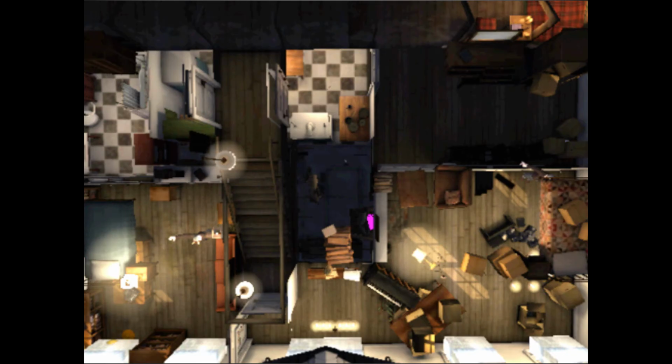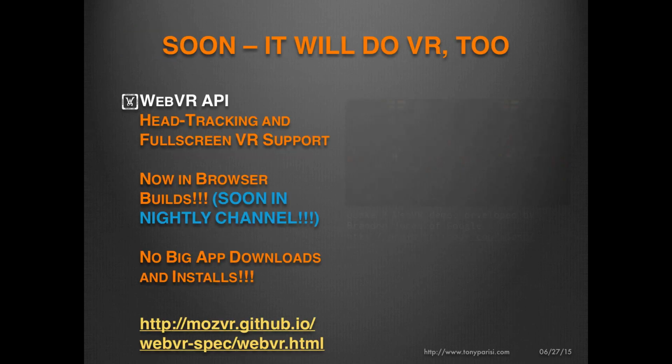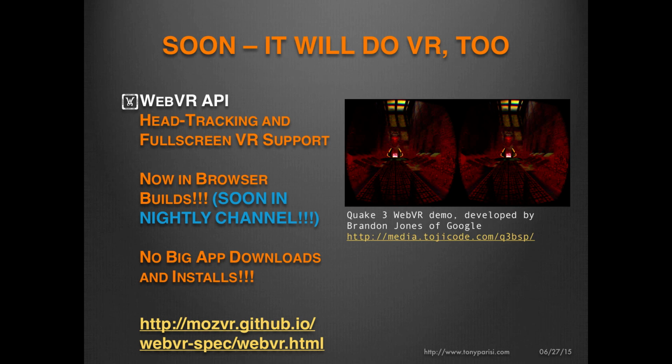And so this scene, going back to Unity, is what that looks like from above with all the different lights and everything. Whenever you're creating immersive experiences, you're basically creating these 3D worlds and just throwing a camera in there and then rendering it out. So your browser already does 3D. It's WebGL. It's on all the desktop and mobile browsers. And so soon it'll also do VR as well. There's something called the WebVR API. It has head tracking, so it's taking input from an HMD that you have on your head, and as you move your head around, it's moving the camera that's in that 3D scene.